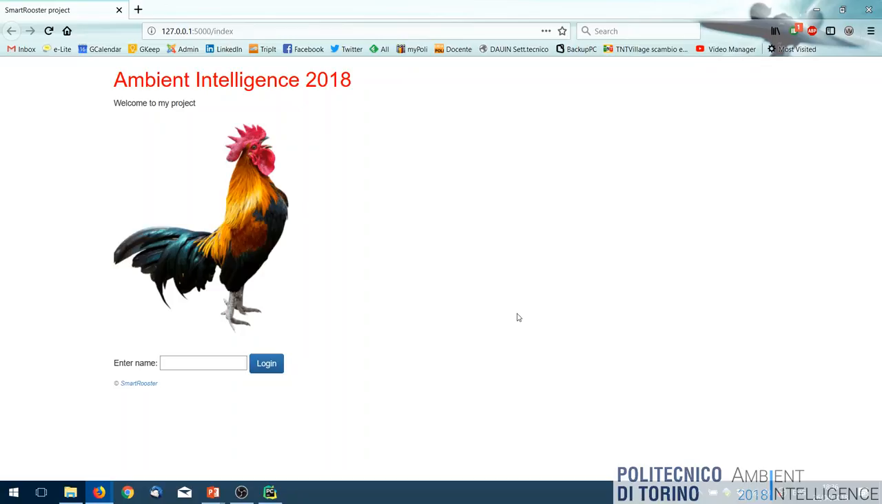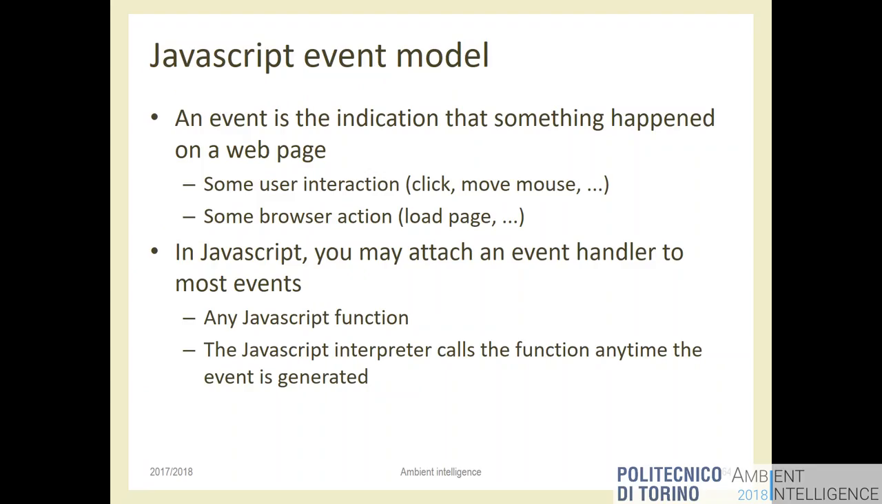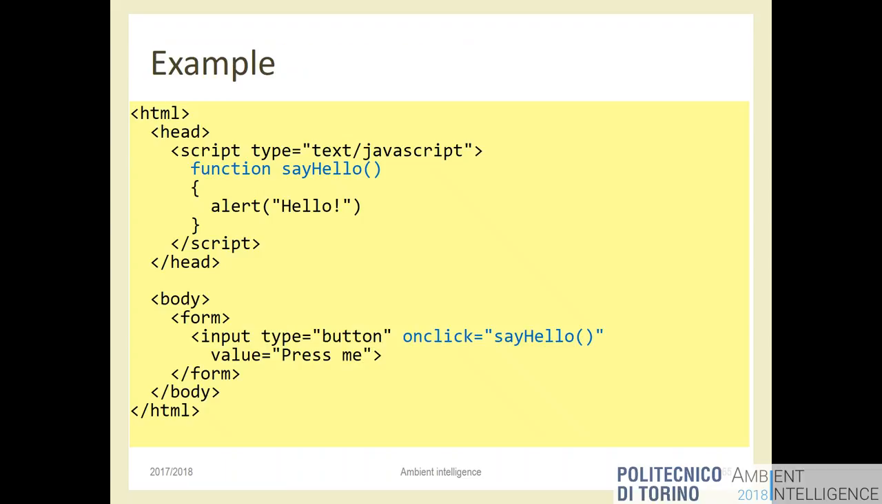But I may associate with some of these events some action, a so-called event handler, which is no more than any JavaScript function that will be associated to a specific event generated by a specific HTML element. And so in this case, the browser knows what the user is doing and knows that this image has an event handler associated to the click event. So if the user clicks on the image, execute this JavaScript function. And then you are executing your code at the right instant in time when the user did some action.